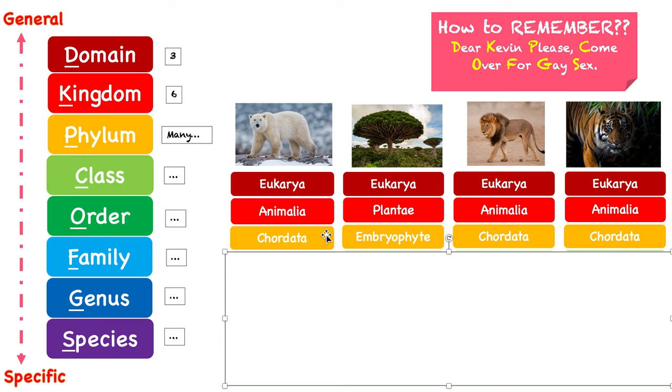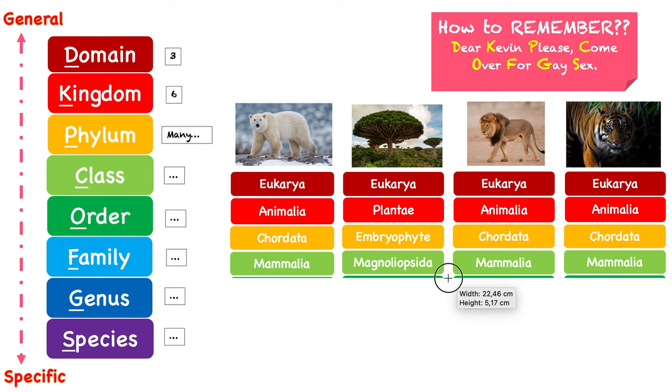So this one, the polar bear, at the phylum level is different from the lion and the tiger. It's called a chordata. So at the phylum level, all of these organisms still have the same name, except the plant, of course. We go even more specific. Even at the class, they're all the same. Mammalia. They're all the same.